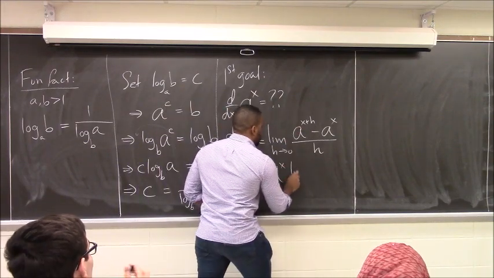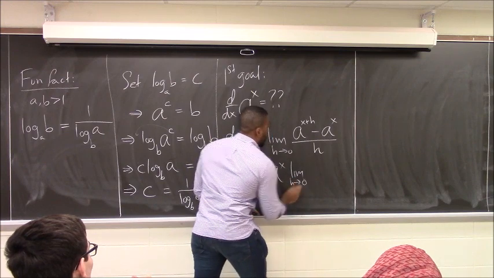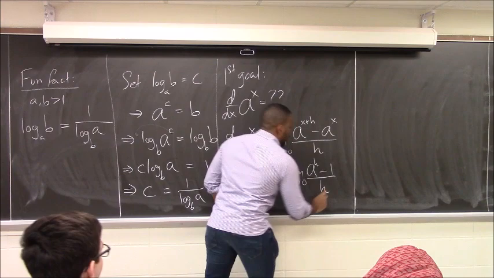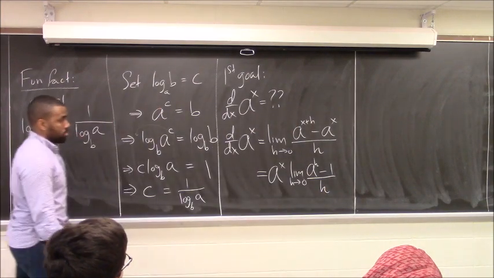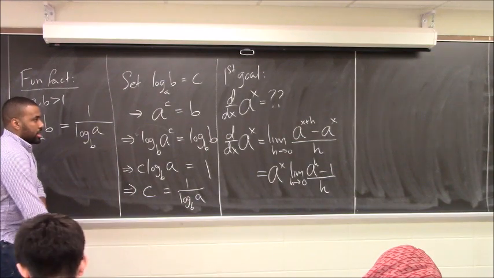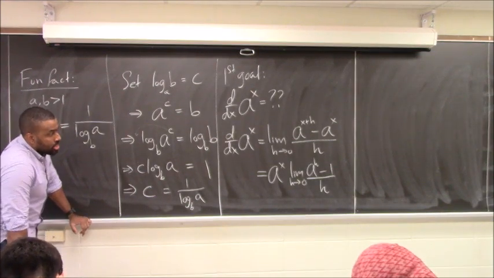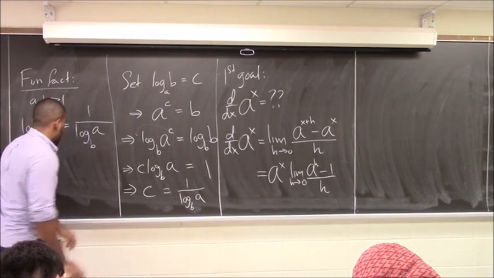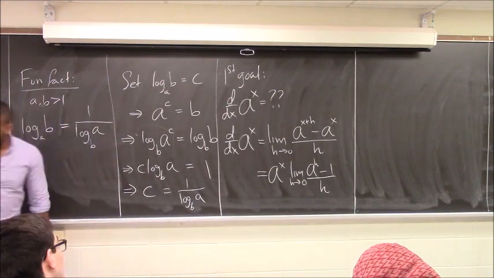And I'd be left with that limit. So the derivative of a to the x is going to look like a to the x times whatever that limit is. So now we have to figure out what that limit is. And here's how we're going to do it. We're going to do a change of variable.